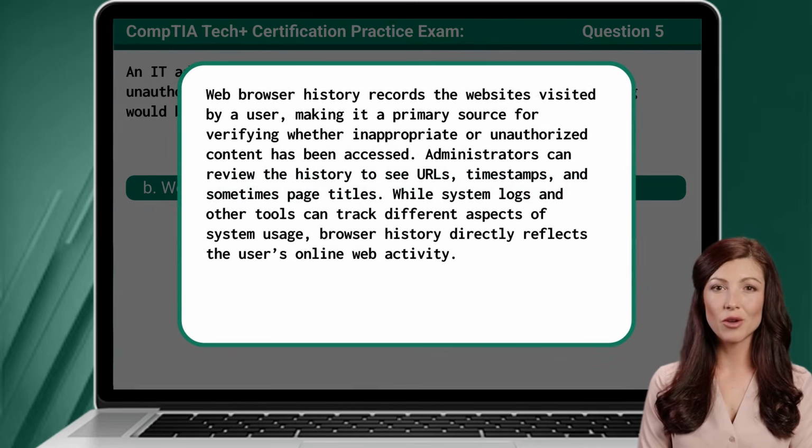Web browser history records the websites visited by a user, making it a primary source for verifying whether inappropriate or unauthorized content has been accessed. Administrators can review the history to see URLs, timestamps, and sometimes page titles. While system logs and other tools can track different aspects of system activity, browser history directly reflects the user's online web activity.